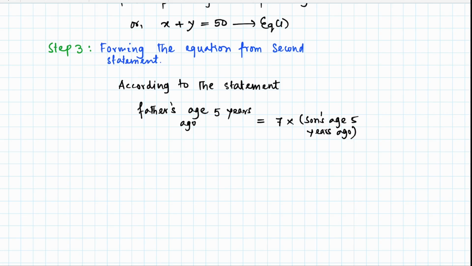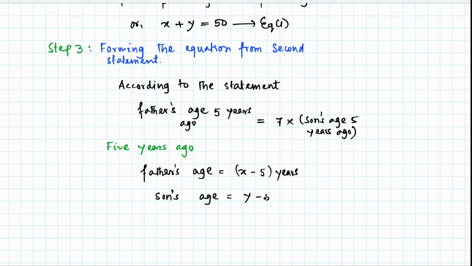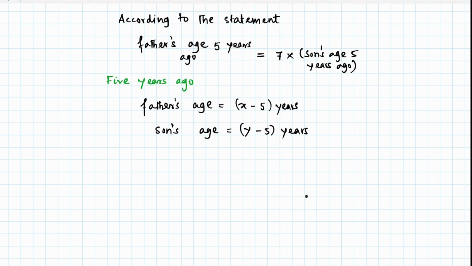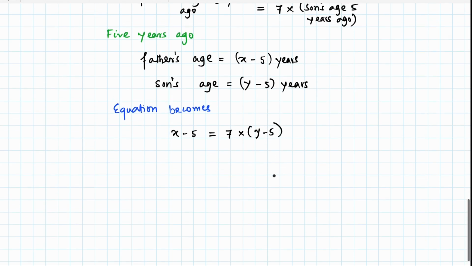Before framing this equation, we have to consider the most important thing: what would be the ages of father and son 5 years ago? Father's age is x, and because it is the past, we subtract. So you have seen in the table, x minus 5 years, and the son's age y minus 5 years. Now we put these values in the statement, so the equation becomes x minus 5 equals 7 times y minus 5.